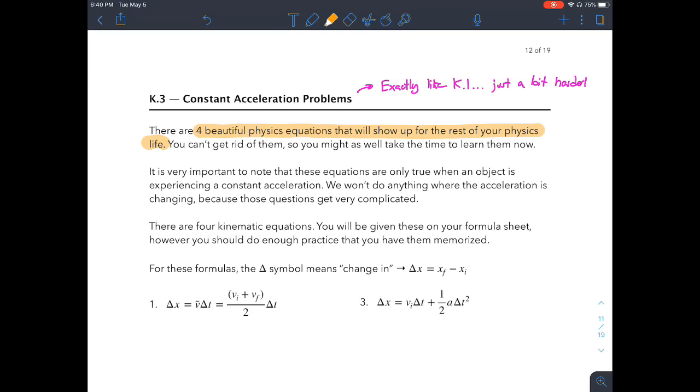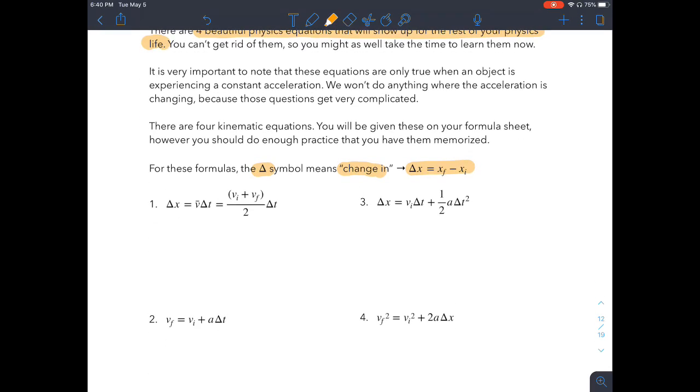Okay. Yes, you do get them on a formula sheet at some point in the future, but you will do enough practice that you just memorize them. Okay. So before we jump in, remember the change in symbol. When you put a little delta in front, it means your final minus your initial. You're changing something.